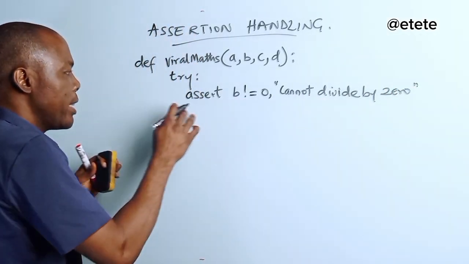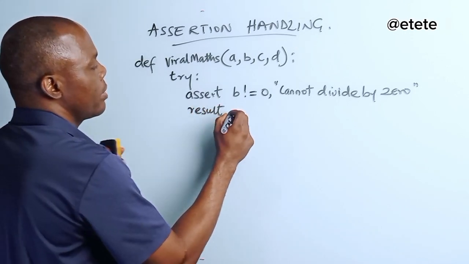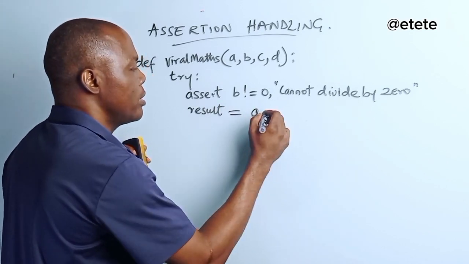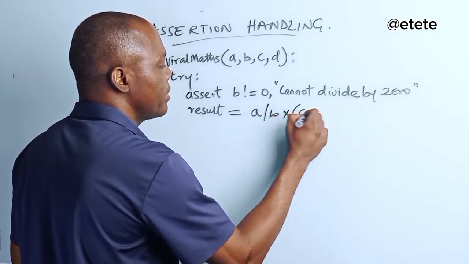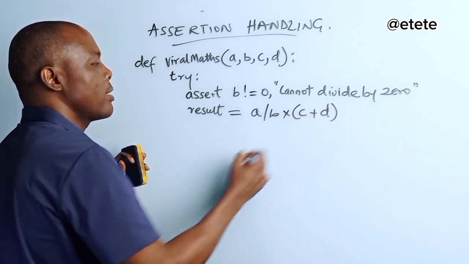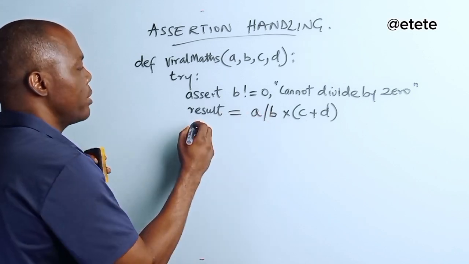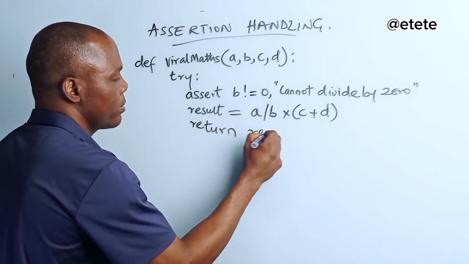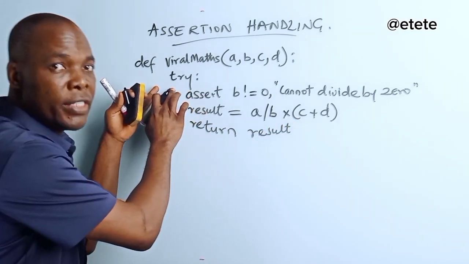So assert B. The next thing I will do is I will say result, then I will supply my expression, which is A divided by B multiplied by C plus D. Okay, so this is what I've done. Then here I will say return result. Now, I have written my try block.